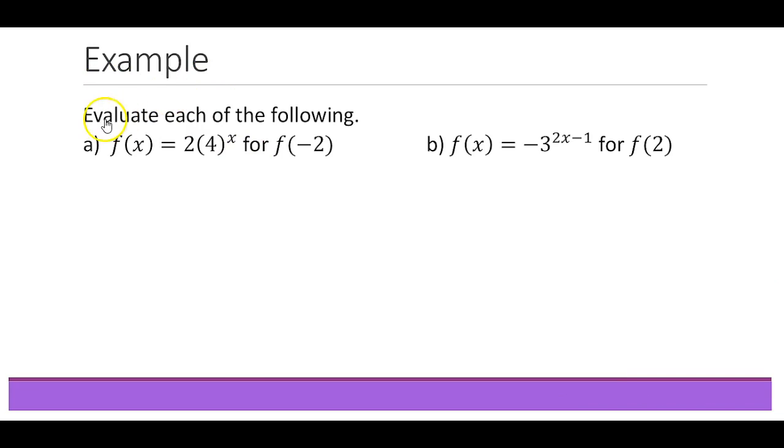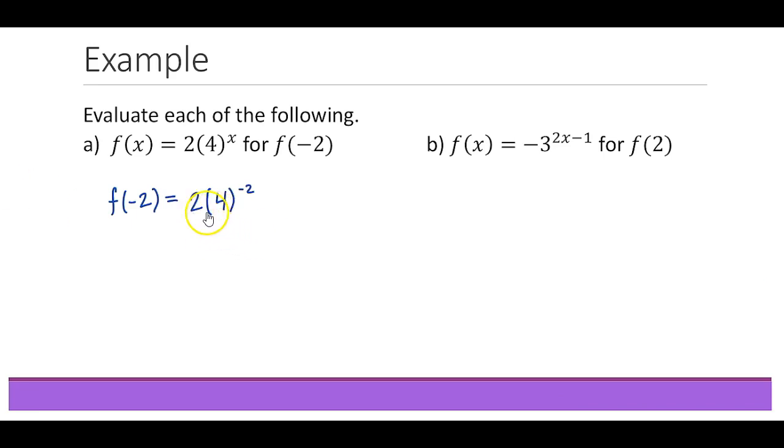In this next example, we're going to just evaluate exponential functions. So for part A, we have f of x equals 2 times 4 to the x, for f of -2. So that means we substitute -2 into the value of x. So f of -2 is 2 times 4 to the -2.